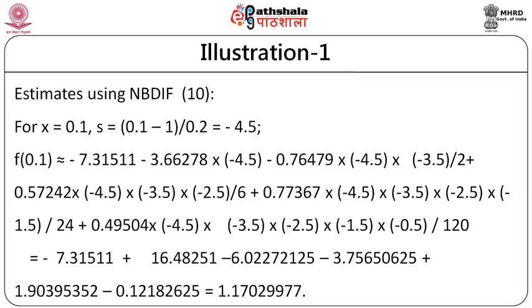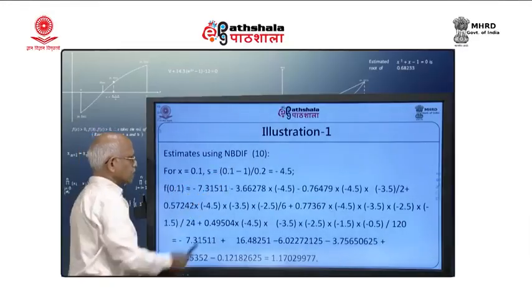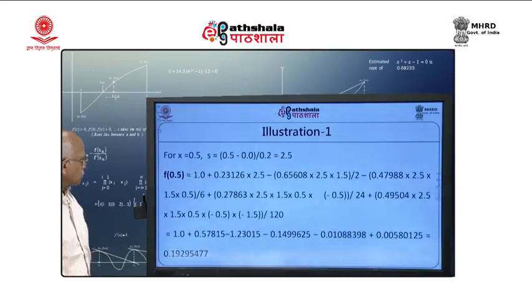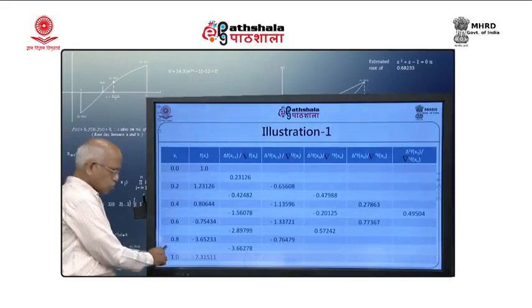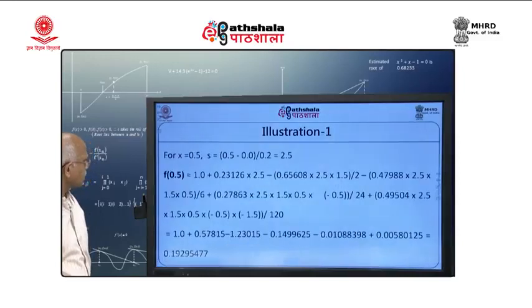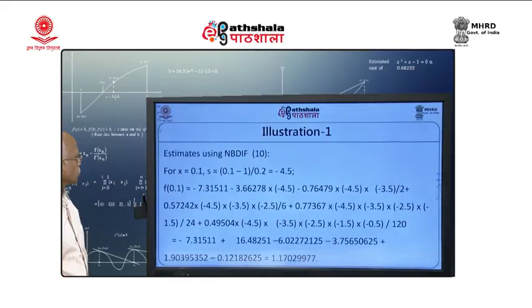So, we will be getting x equal to 0.1, and this will be 0.1 minus 1 we are considering, divided by 0.2, and that will give you minus 4.5. Why are we taking 1? Because the last node x_n in the table is 1. So, we are getting (x minus x_n) by h, that is the formula for s there. So, we are getting this backward difference interpolation formula for this.